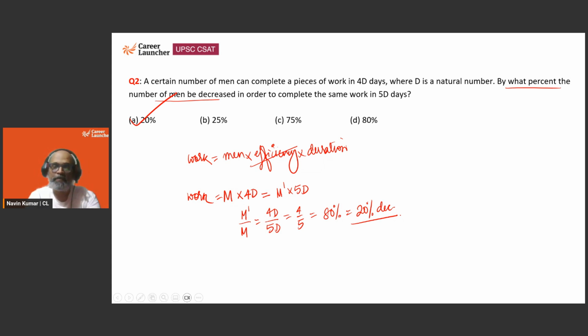Basically, if we look at days, the days increase by 25%, so the number of men will decrease by 20%. Both sides, the same percentage change will happen because they are inversely proportional. That's the concept.